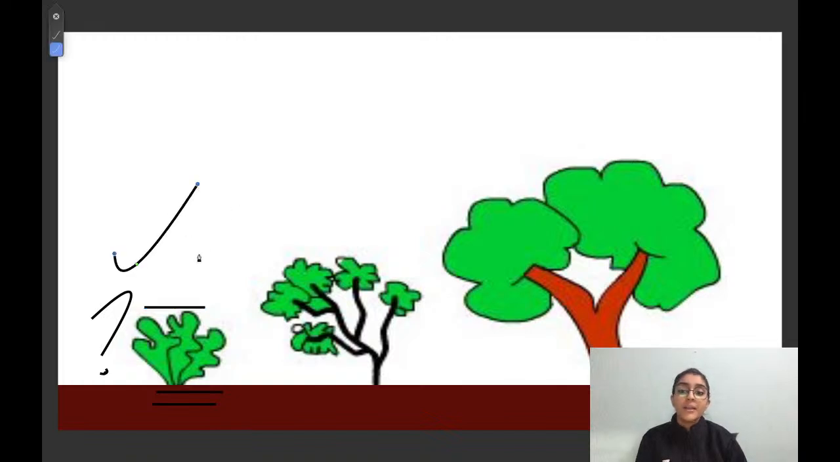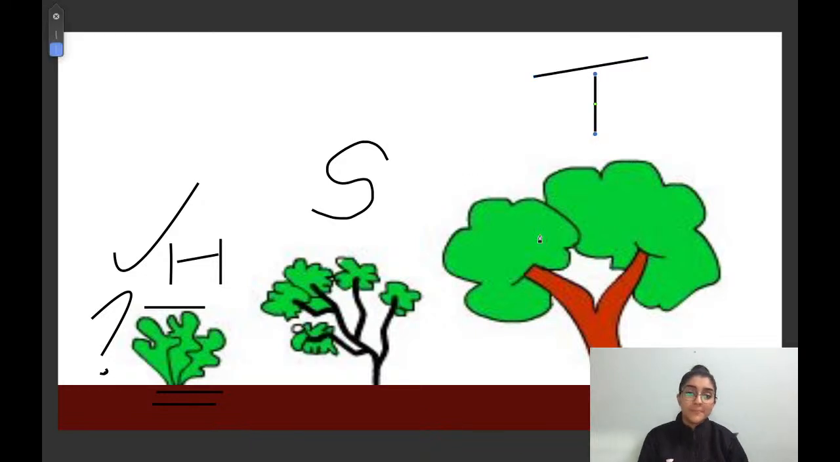The first one is a herb. Let me write H for you. The second one is a shrub. And the last one, the tallest and the strongest one, is a tree. So let's see how do we classify a plant into herb, shrub or tree.